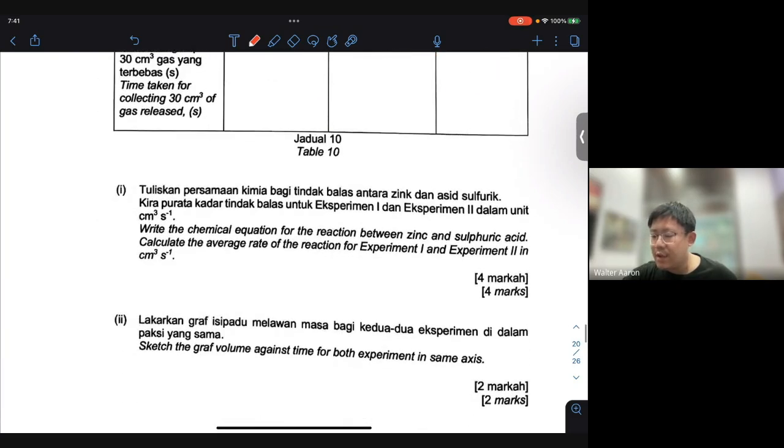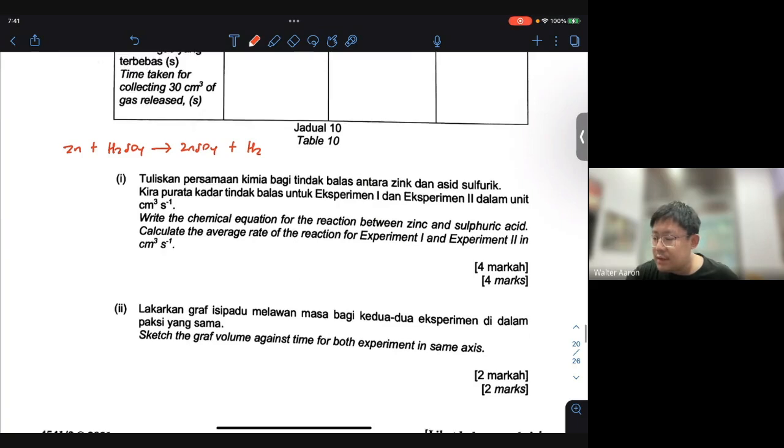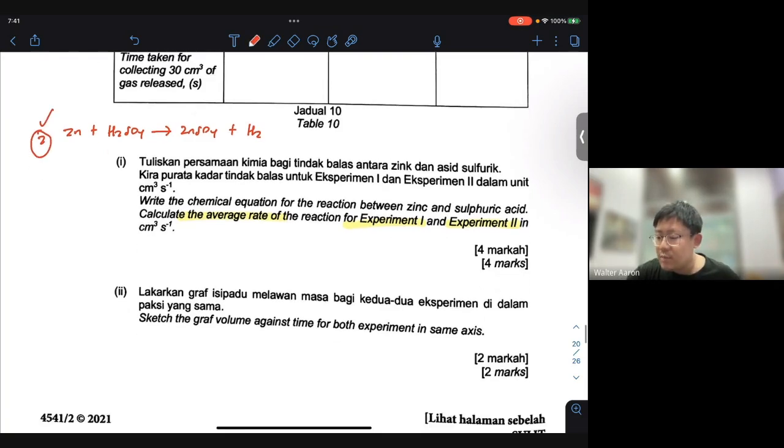So in this case, write the chemical equation for the reaction between zinc and sulfuric acid. That's very easy. The chemical equation is Zn plus H2SO4 gives ZnSO4 plus H2. And after that, the next one is calculating the average rate of reaction for experiment 1 and 2. So the chemical equation will be 2 marks already, and the calculation is just another 2 marks.